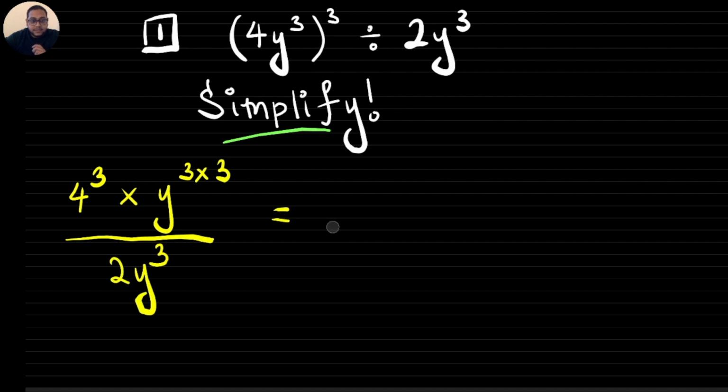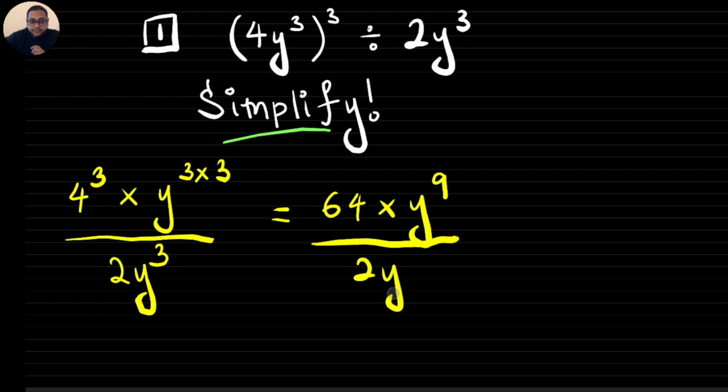I will now simplify the numerator. 4 to the power of 3 would be equal to 64 multiplied by y to the power of 3 multiplied by 3 would be 9 divided by 2y to the power of 3. I will now consider the like terms, which means I have 64 divided by 2 and y to the power of 9 divided by y to the power of 3.